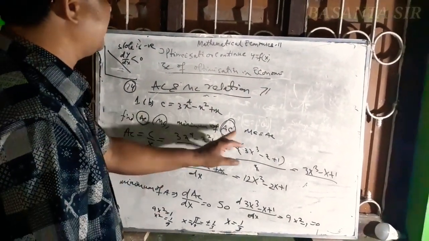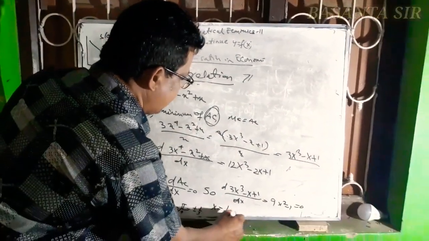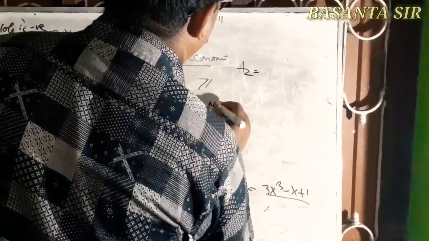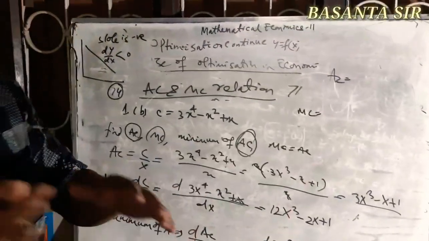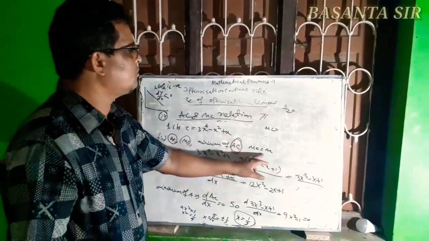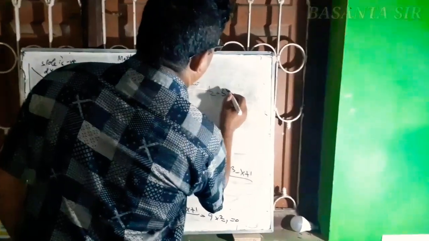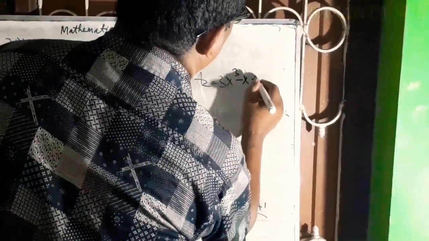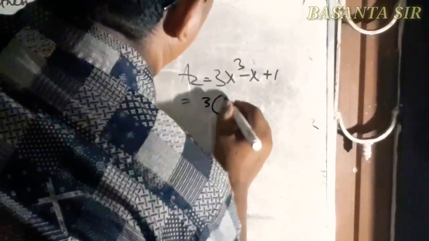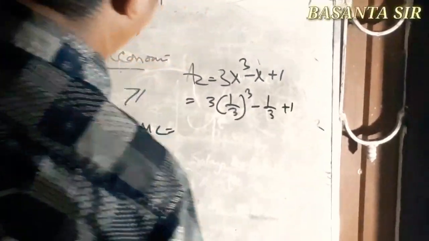Now the minimum of SC is gone. Again we put the value x equal to 1 by 3 in SC and MC. What we will find is that both the answers will be the same. That means SC equal to MC. SC, what we calculated, is 3x cube minus x plus 1, putting x equal to 1 by 3: 3 into 1 by 3 cube minus 1 by 3 plus 1.